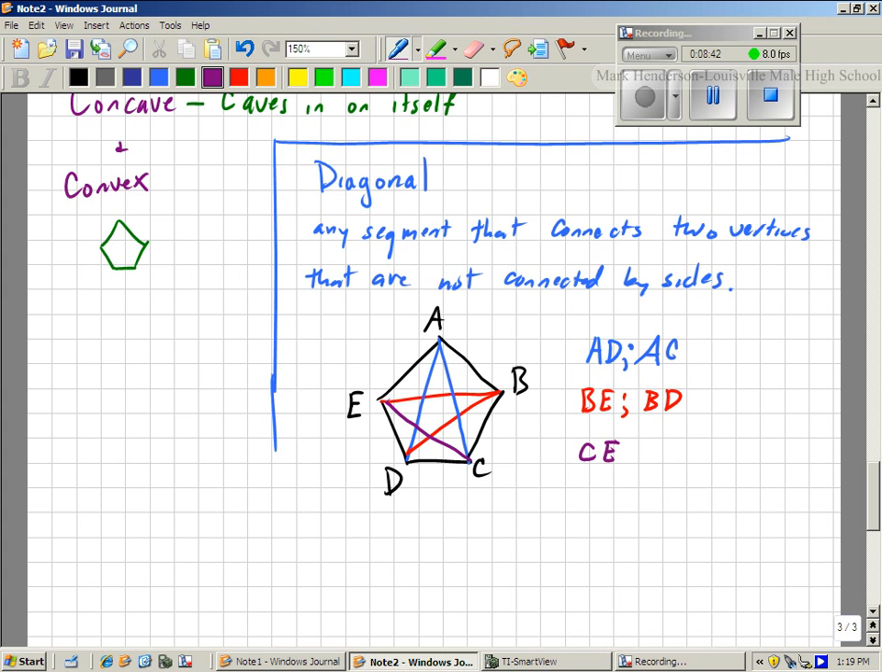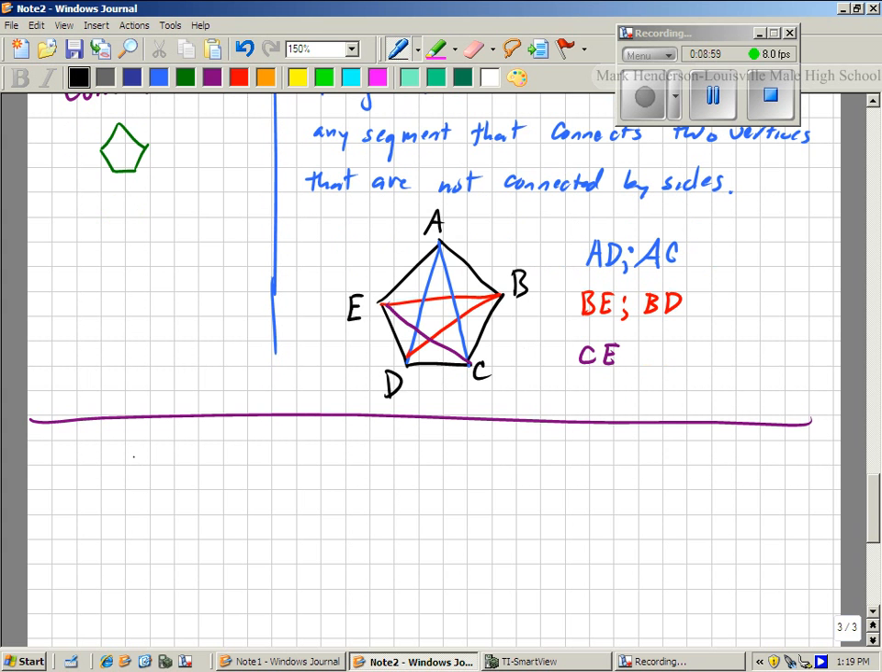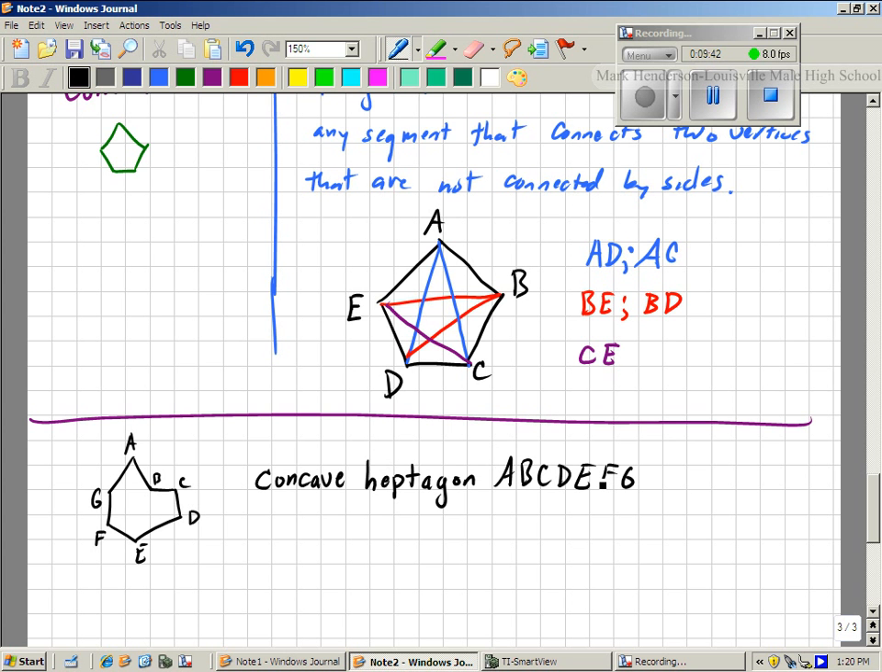So, okay. I agree, it still is crooked. Does anybody have any questions about how to do diagonals or how to name them? Good. One last thing: how to name. What if I have this? I have this thing. I'm going to name it A, B, C, D, E, F, G. What is this thing called? For one, it's concave. What kind of object is it? A heptagon, because it has 7 sides. And it's the concave heptagon A, B, C, D, E, F, G. That's how you name things.